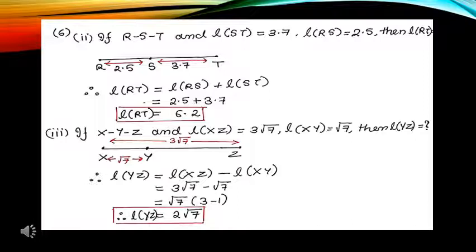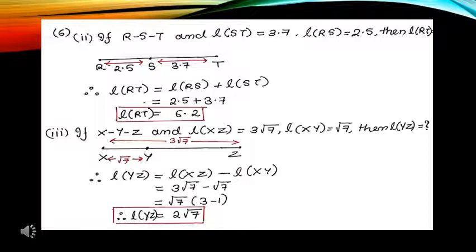They have given us 3 points X, Y, Z. They have given us distance between X, Z is 3 root 7 and distance between X, Y is root 7. Then find the length between Y, Z. Now here, do not get confused by looking at the root. Okay, it's just simple calculation. You'll see it further. Again, like the earlier sum, we'll draw the segment. We'll mark the 3 points.